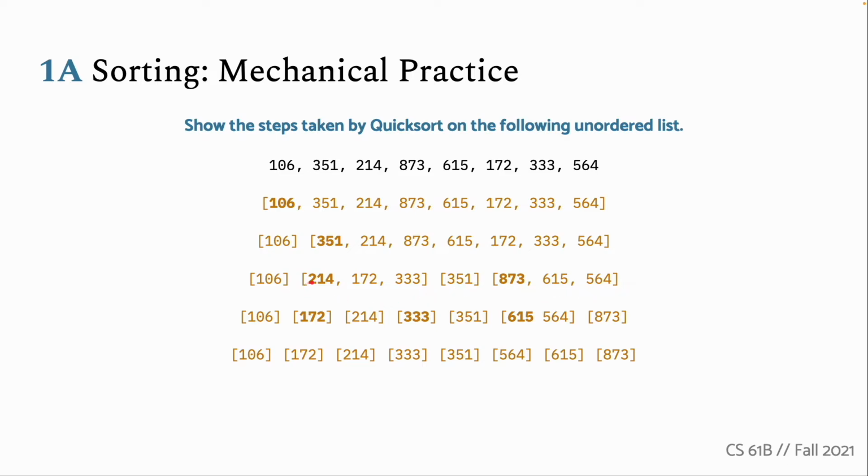And again, 214 is in the middle, so we're going to end up with 172 and 333, which are both going to be pivots now as well, but they're pivots for no reason because there's nothing else in their segment. So we're just going to leave them as is. 873 is larger than the other two numbers, so it goes right here in its rightful place. And 615 is our last real pivot, and we are just going to sort this small segment here, and it gives us this final list sorted from smallest to greatest correctly.